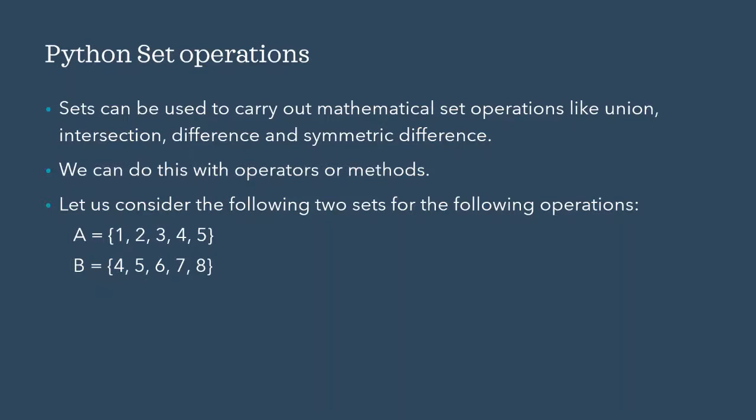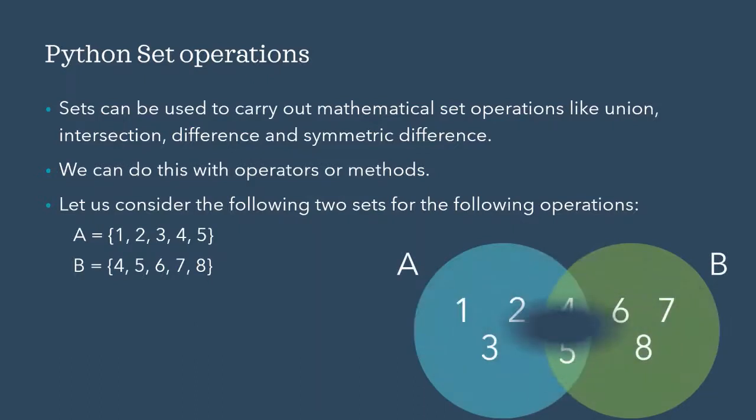So for this example, we'll take two sets. Set A has 1, 2, 3, 4, 5, and set B has 4, 5, 6, 7, 8. We can represent these sets in a Venn diagram. 4 and 5 are common to both sets, so they will appear in the intersection.